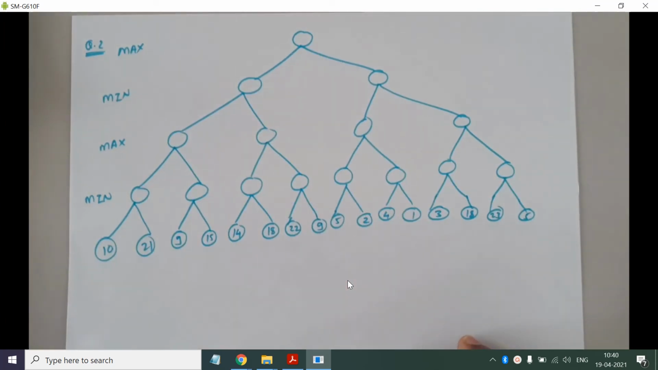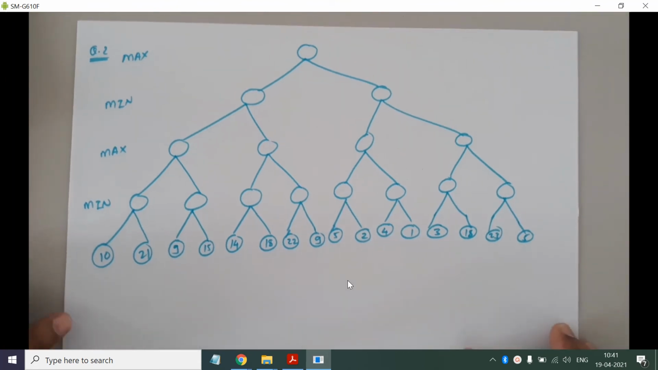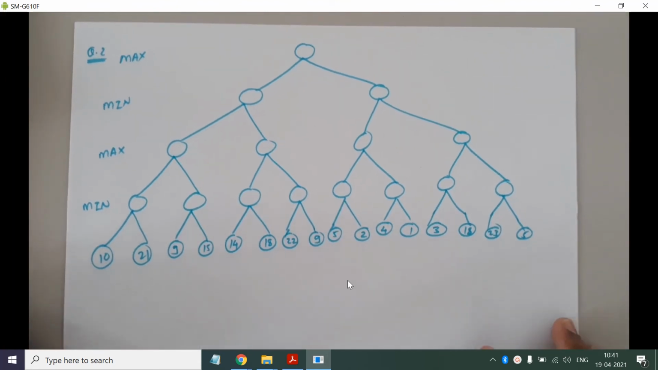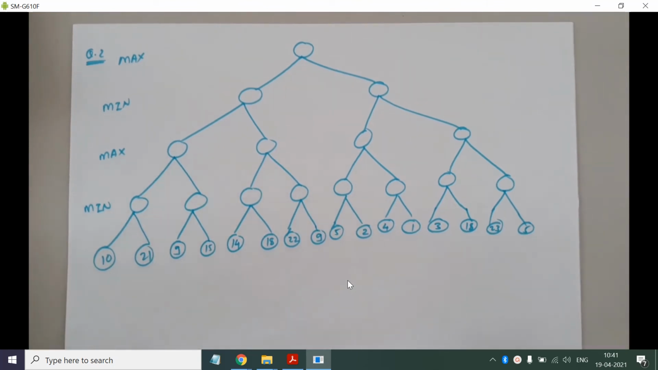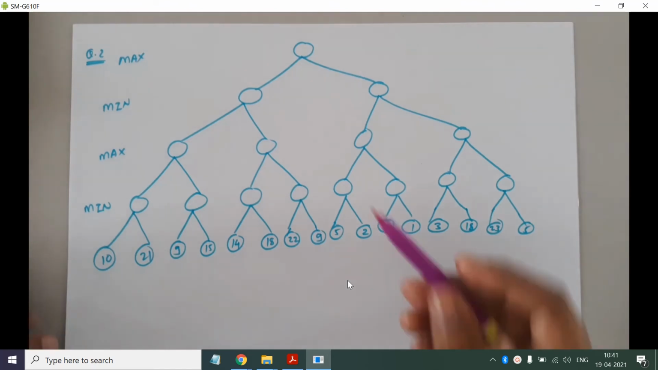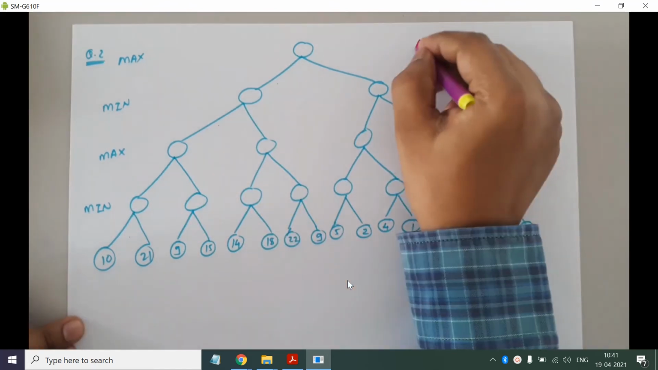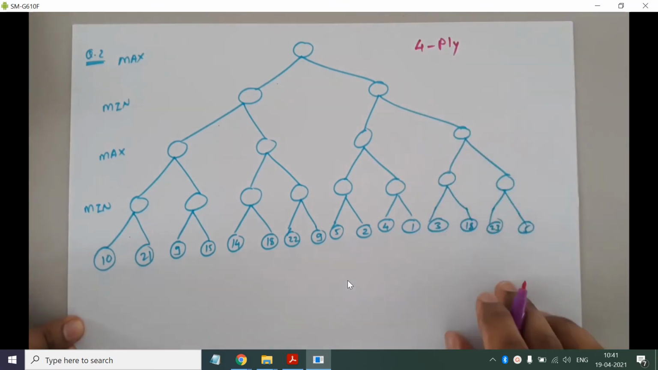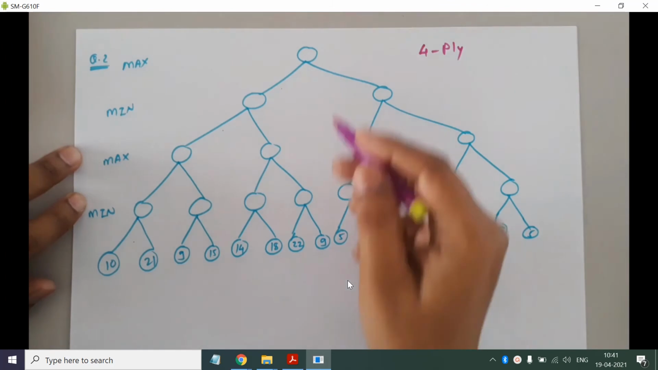Let us solve another problem. First take a screenshot of this. Okay, so we'll solve now. Calculate the levels: 1 2 3 4. So this is a 4 ply game, and again we are starting with the max player. Now focus here.